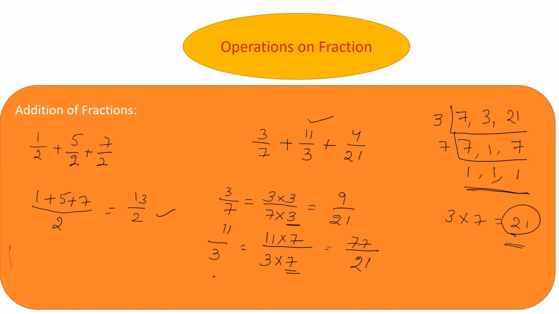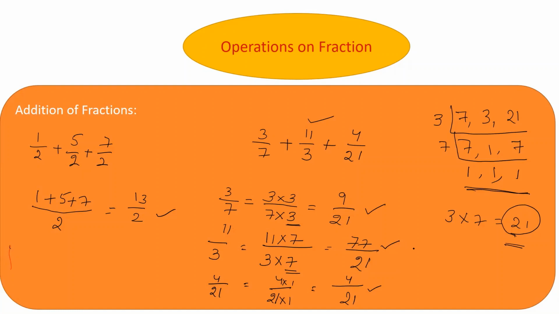The third fraction, 4 by 21. The denominator is already 21. For easy understanding, we multiply by 1: 21 ones are 21, 4 ones are 4. So 4 by 21. See, now we have 9 by 21, 77 by 21, 4 by 21. These are now like fractions, right?